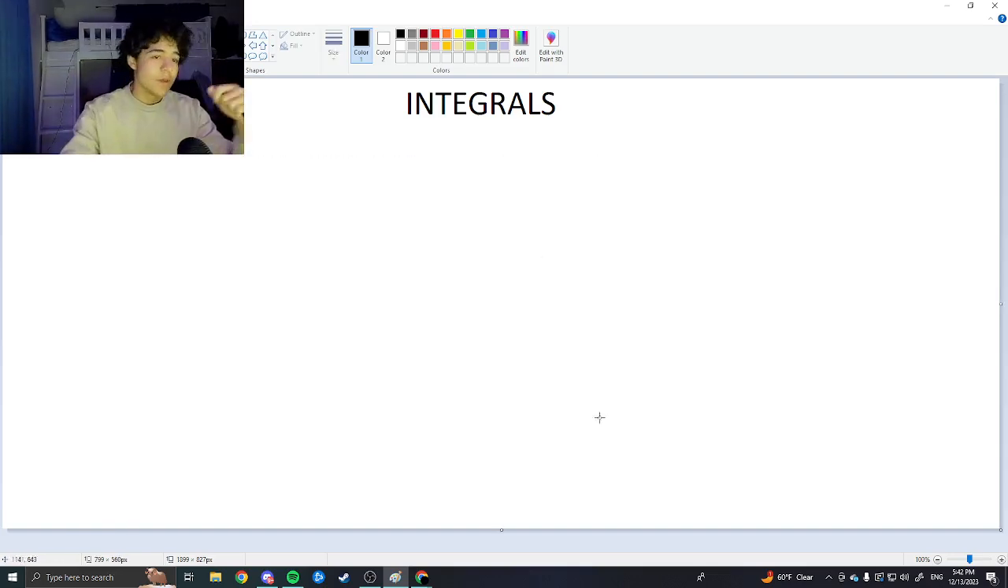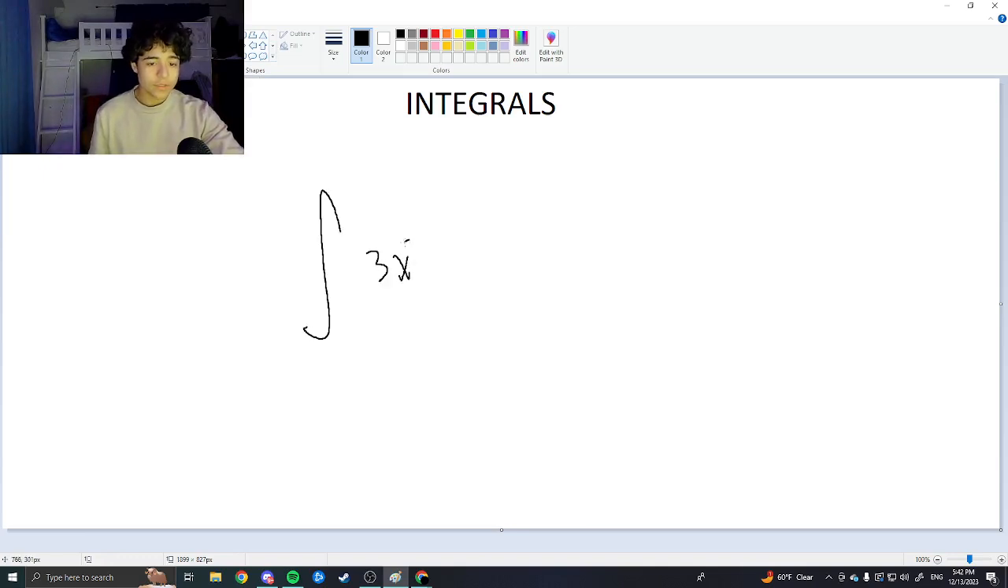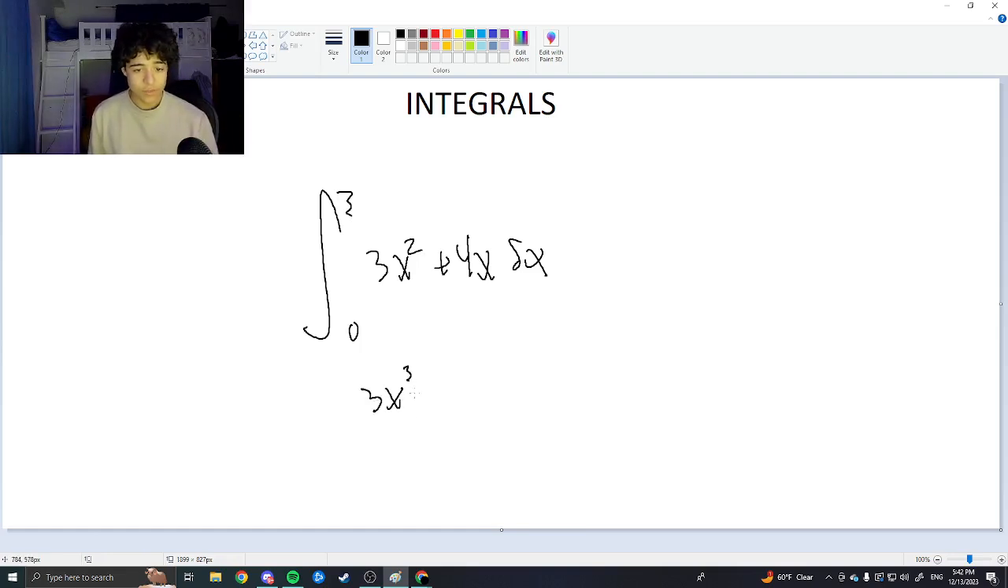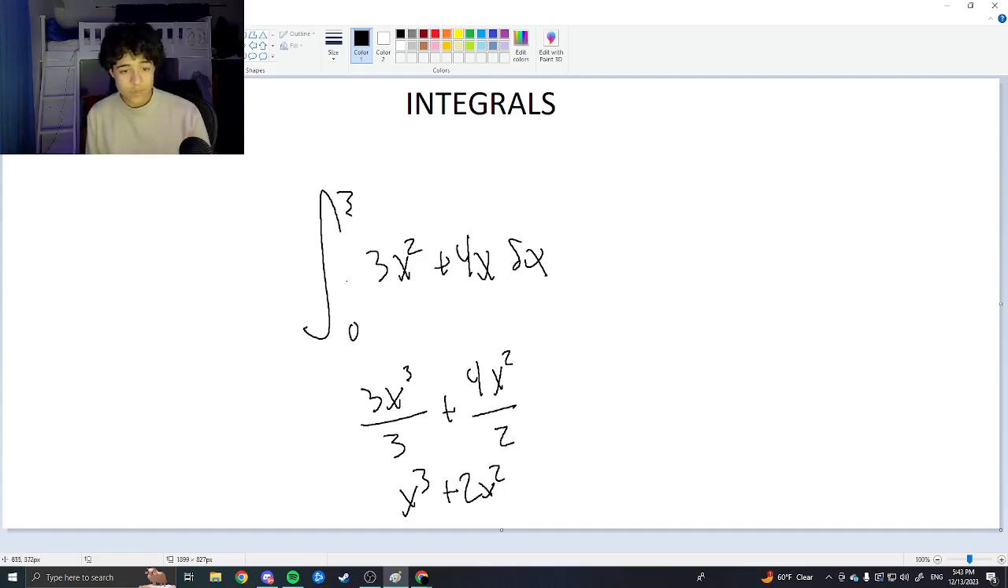So for example, if we're looking at the integral of 3x squared plus 4x from 0 to 3, what you do is you would integrate it, you add 1 to the exponent, you get 3x cubed over 3 plus 4x squared over 2. We can simplify this to x cubed plus 2x squared. Since we know our bounds, we're not going to add a plus c here, but what we have to do is we plug 3 into this function and we plug 0 into this function, and we subtract the 2.